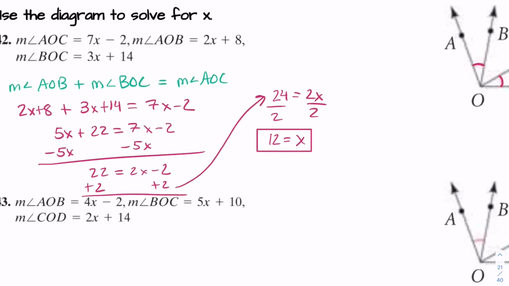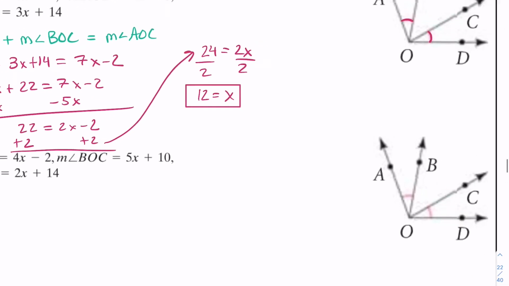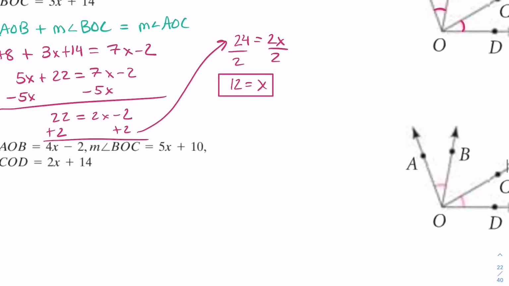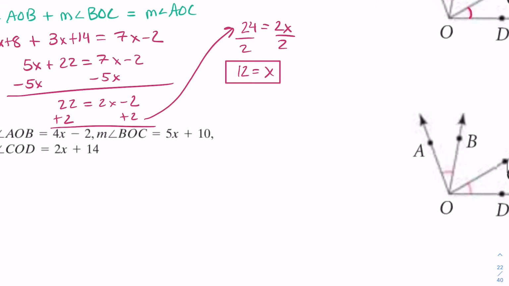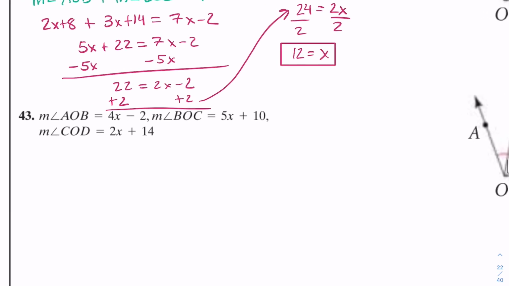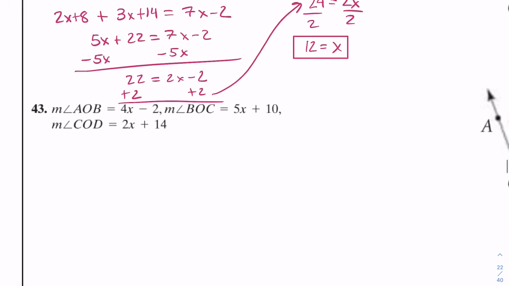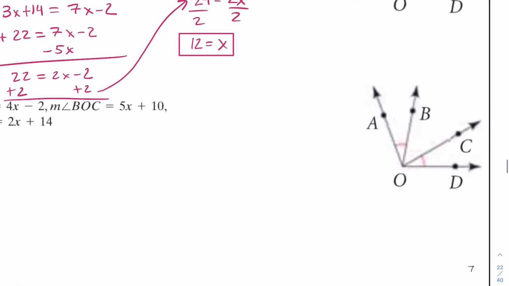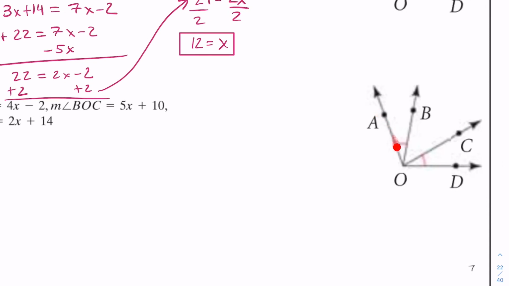All right, let's see what this one's asking. It wants AOB plus BOC and COD. In this one, I just have to set AOB and COD equal to one another. We don't have any other information.